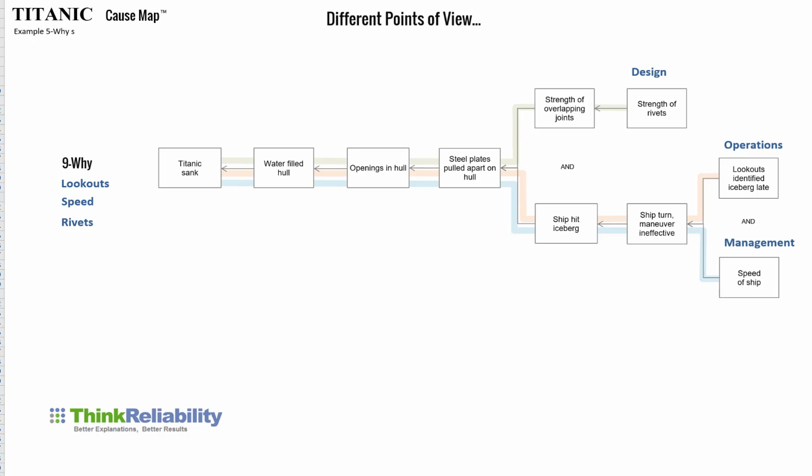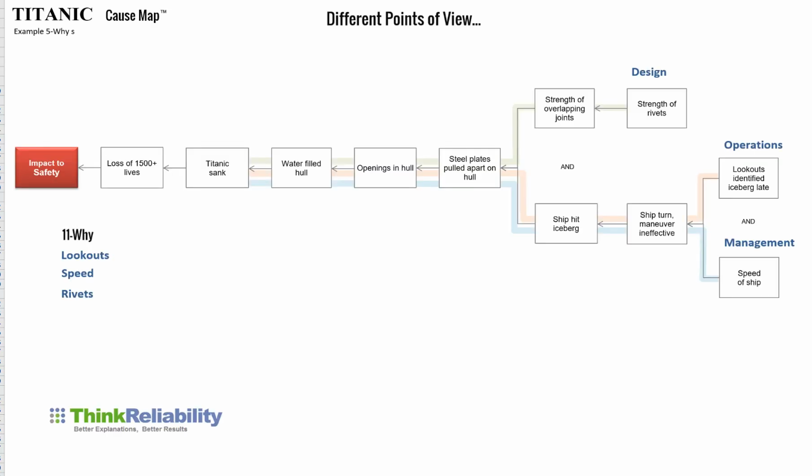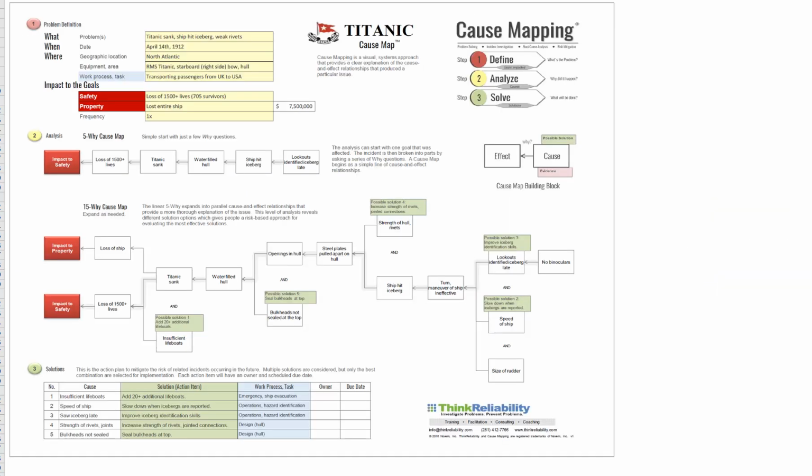This is a more thorough analysis than a single 5Y can provide, but those original 5Ys are definitely accurate. When we lay out a cause map, you would tie this issue to the goals. So ultimately, the safety goal was affected because 1,500 people died, and you obviously lost the ship, and we'd add the property goal in there too. That's why this breaks out into, in this case, a 15Y.